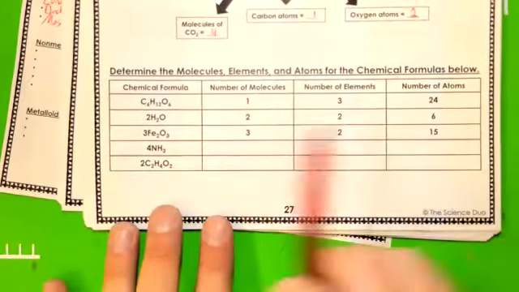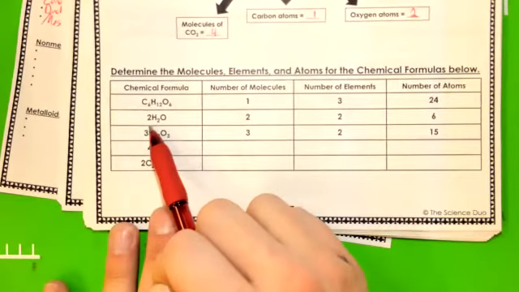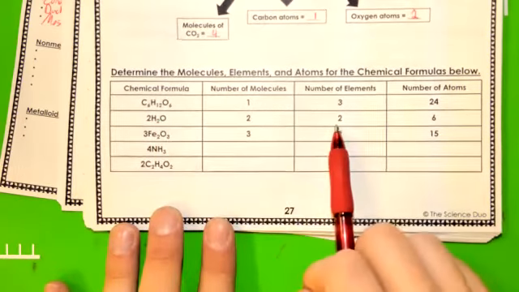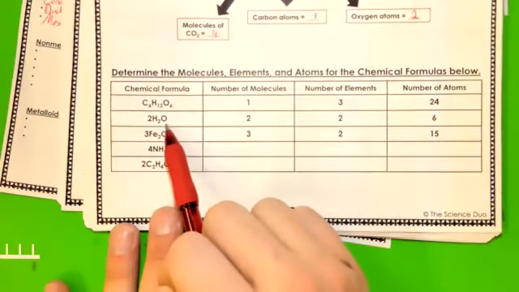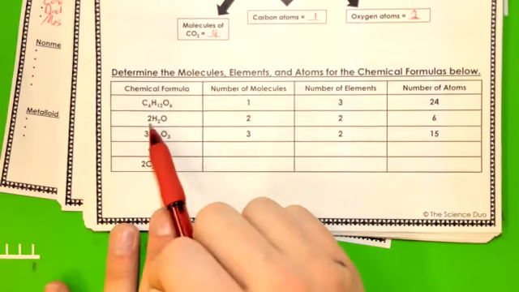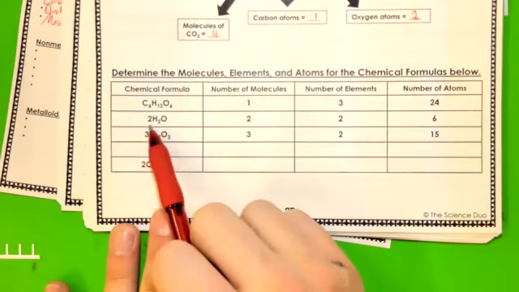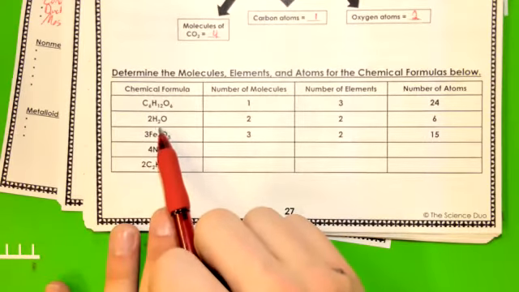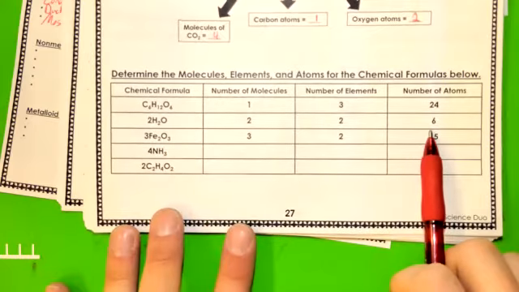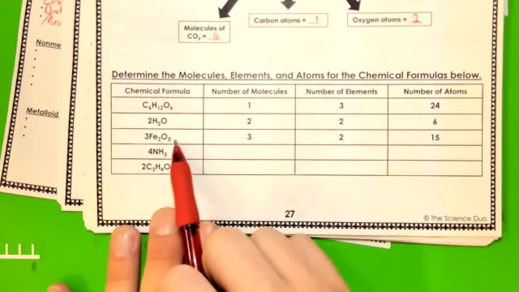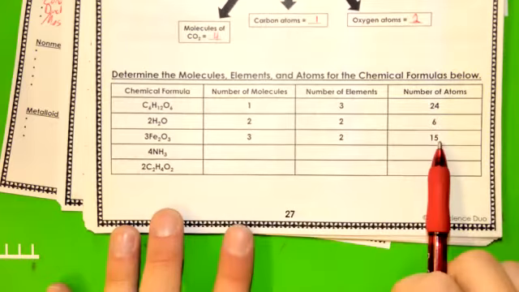And you do the same for these. Since there's 2 molecules of H2O, you have 2 molecules here. Hydrogen and oxygen, that's 2 elements. And then since you have 1 oxygen, but 2 molecules, that's 2 oxygens total. And since you have 2 hydrogens and 2 molecules of this, you're going to have 4 hydrogens total. So 4 plus 2 equals 6 atoms. Same thing here, 3 times 2, then 3 times 3. Add those up for 15.